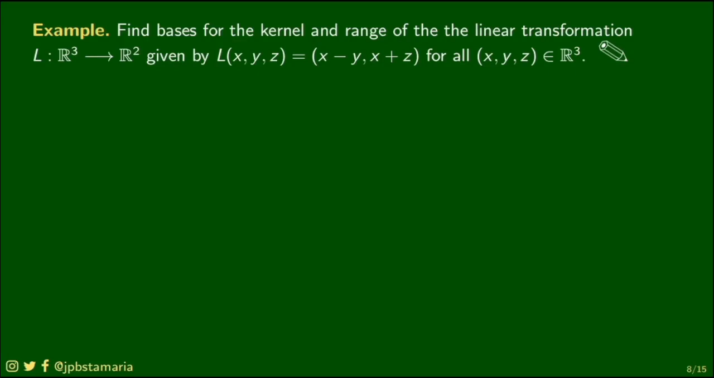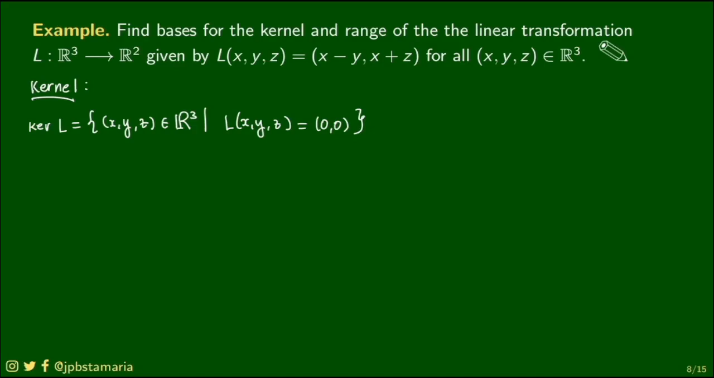Now, in linear algebra, when we want to describe the elements of a subspace, we normally give a basis for them because a basis determines everything in the space. So for the kernel, by definition, we are going to look at the elements in the domain, which is R3, which are mapped by this rule to the zero vector in R2. In symbols, the kernel of L consists of all the vectors x, y, z from R3 which are mapped to the zero vector in R2. The zero vector in R2 is the ordered pair 0, 0. But by definition of L, that is x minus y, x plus z equals 0, 0.